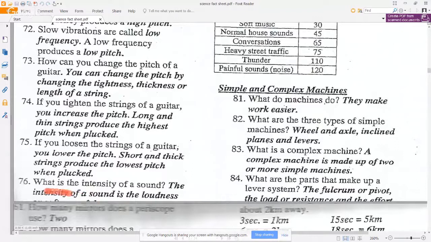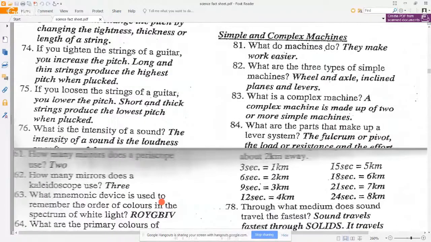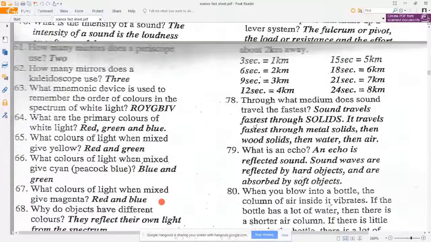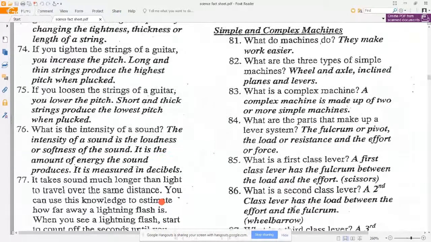76. What is the intensity of sound? Well, the intensity of sound is the loudness, the loudness or softness of the sound. So that's intensity. It is the amount of energy the sound produces. It is measured in decibels. So sound is measured in decibels.